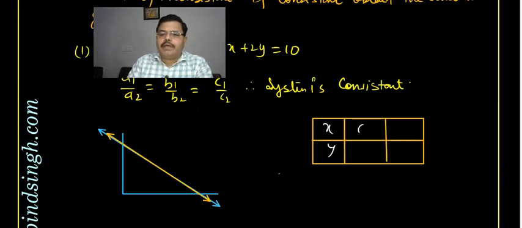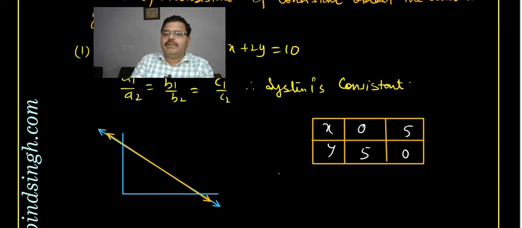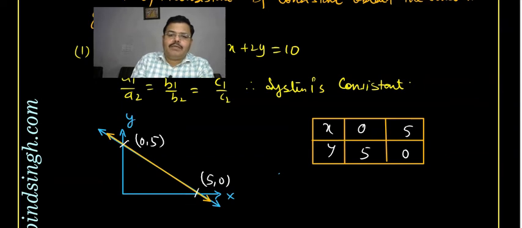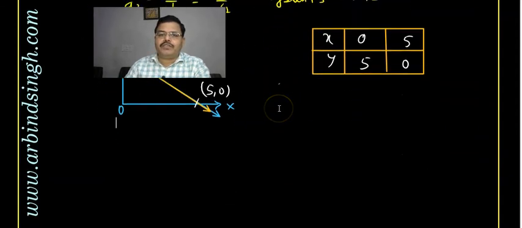There is x and y. If x is equal to 0, y is 5, and if y is equal to 0, x is 5, and putting these in the equation, it will satisfy. So the points will be (5, 0) and (0, 5). This is y, this is x, and that will be the origin. Because two coincident lines are there, the system has infinitely many solutions.